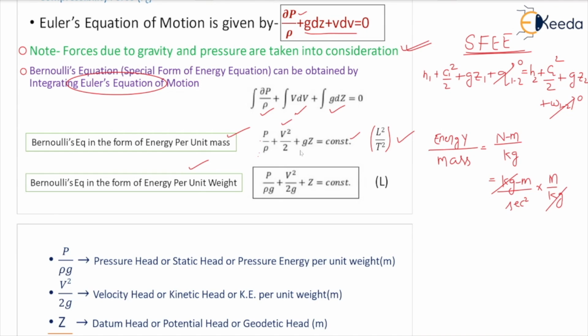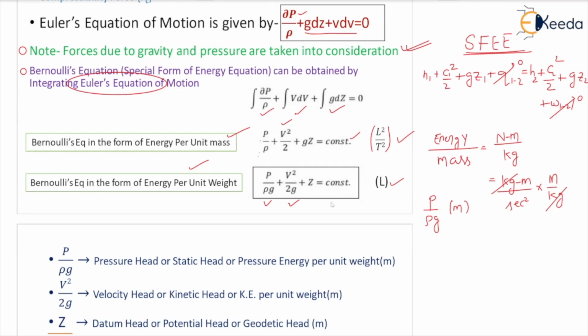Divide the above equation throughout by g. So you will get p by rho g plus v square by 2g plus z is equal to constant. L is the dimension of all the terms. P by rho g is your pressure head. Head is height, so the unit is meter. For all the terms we have meter, meter, and meter. So this is the most important equation we use for solving Bernoulli's equation. Any question based on Bernoulli's principle, we use this equation: pressure head plus velocity head plus datum head equal to constant.